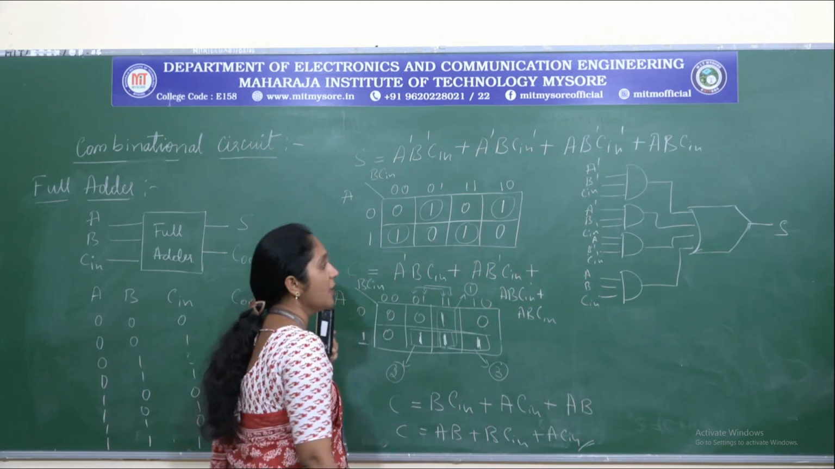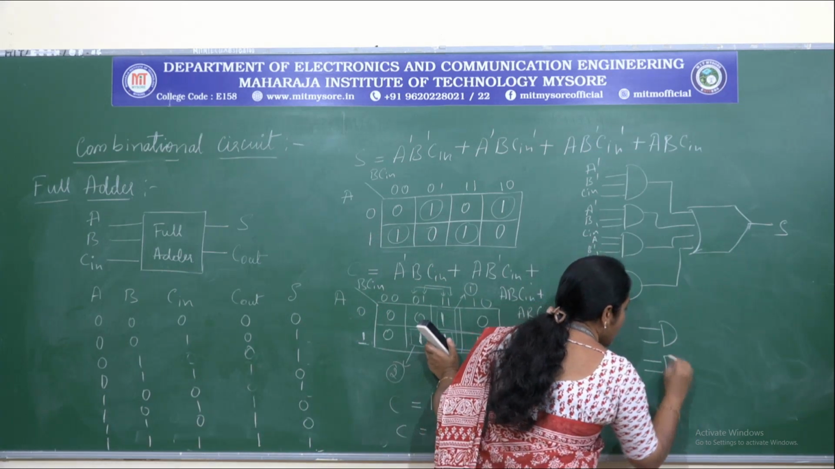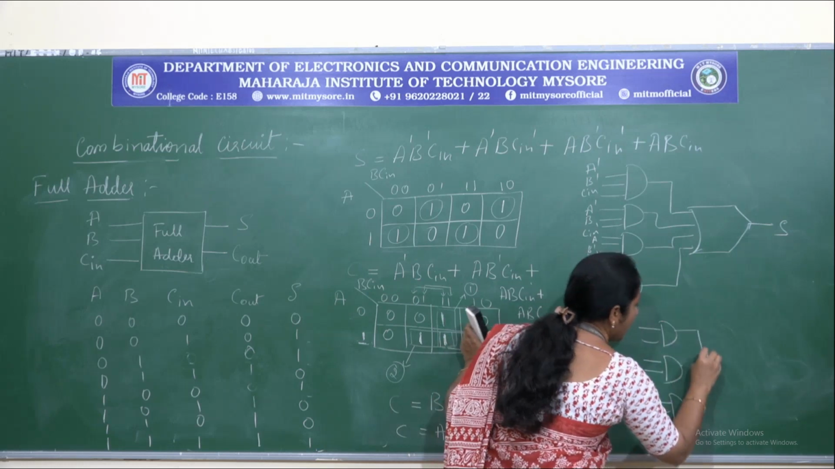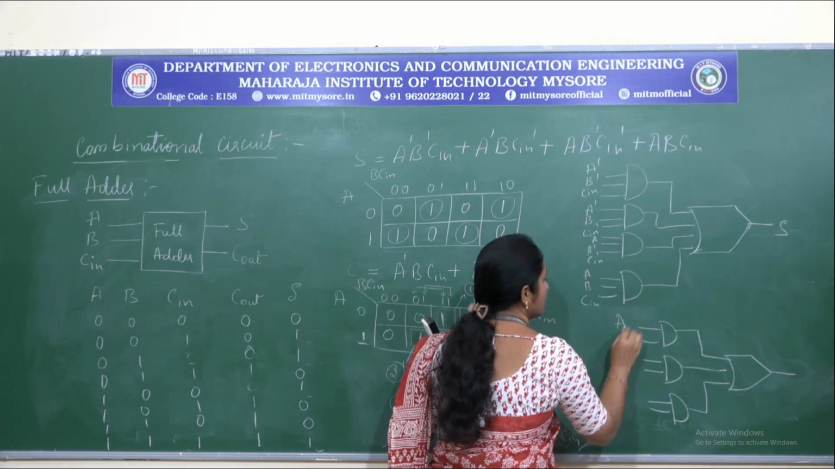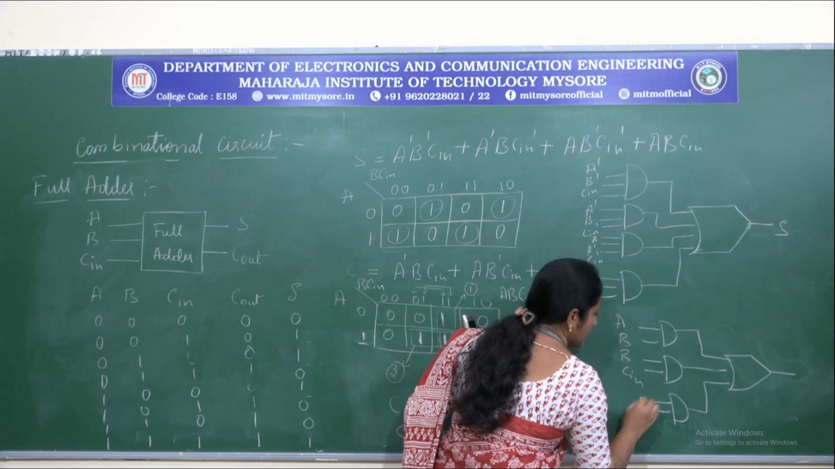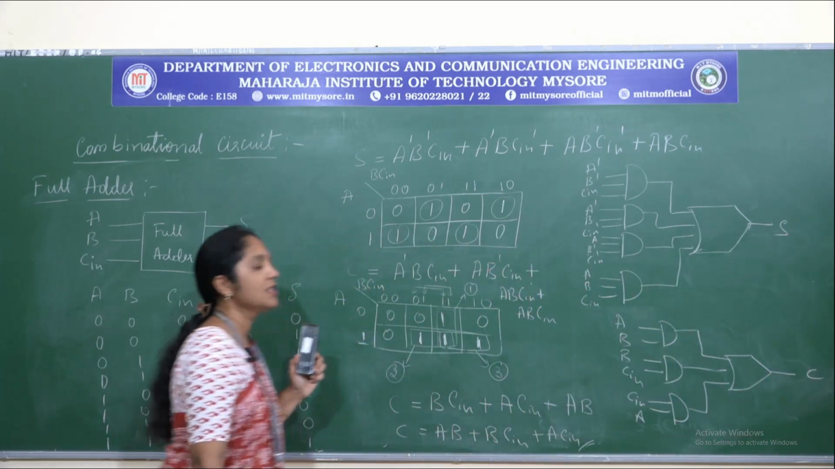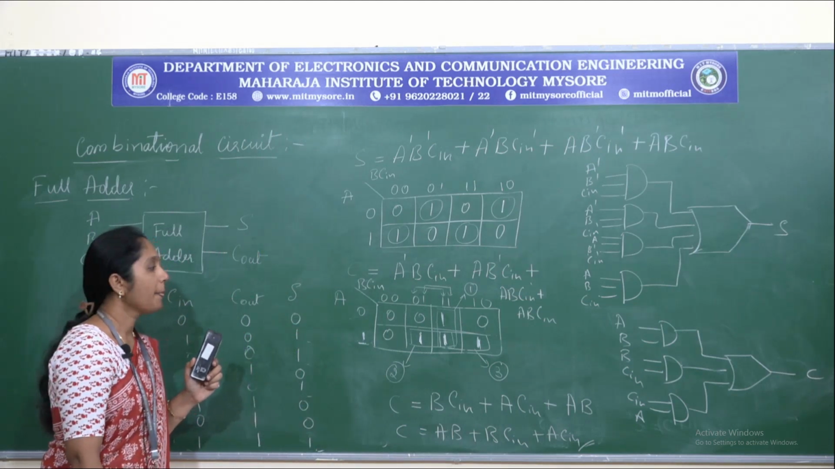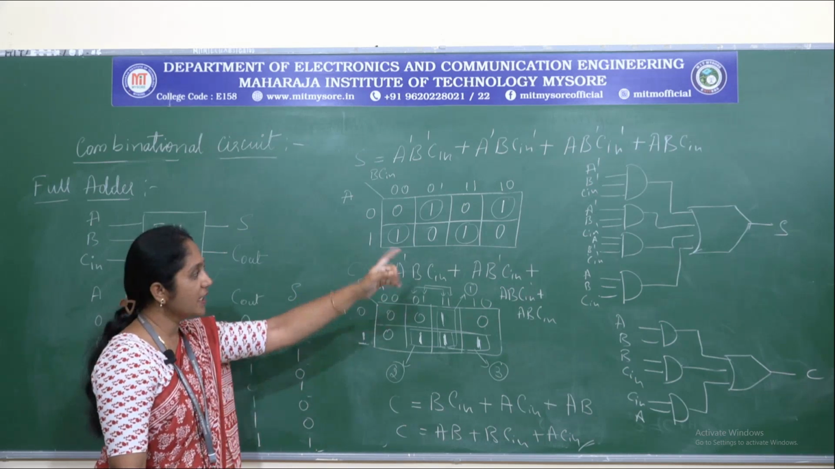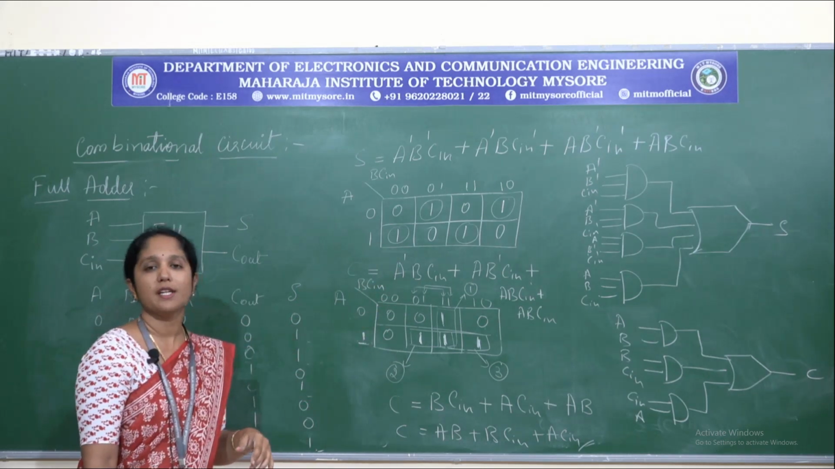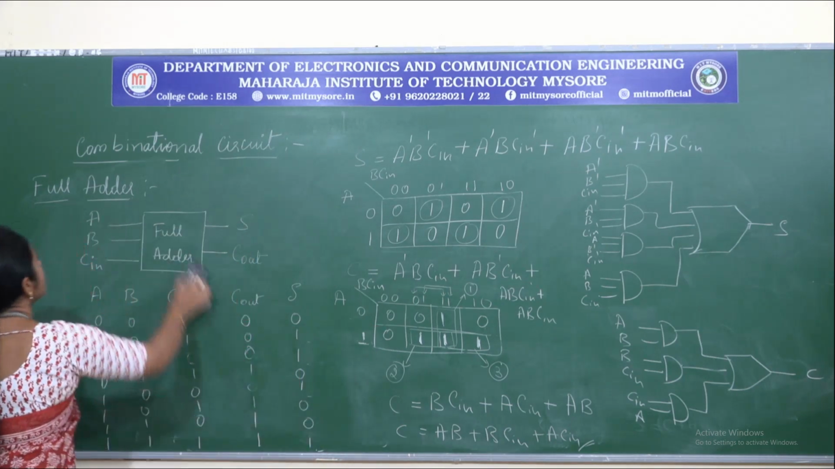Okay. So this is the sum realization, and for carry we have A B C in. This is the carry expression. This is the realization. So this is one way of representing sum and carry. Now let us see how to represent the full adder using 2 half adders.